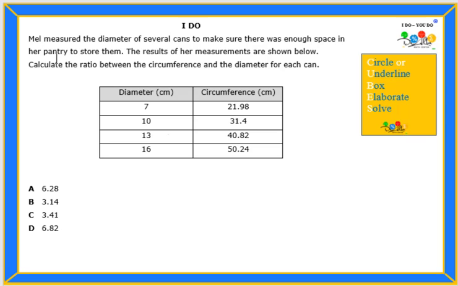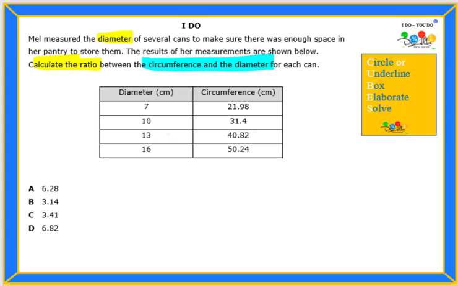Hello students, let's read this problem together. Mel measured the diameter of several cans to make sure there was enough space in his pantry to store them. The results of his measurements are shown below. Calculate the ratio between the circumference and the diameter for each can.